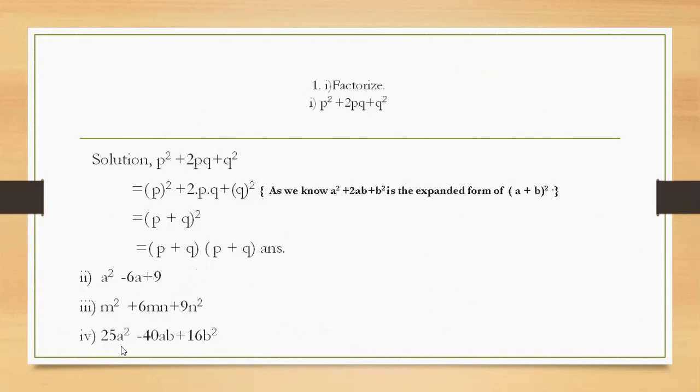What is a square? Look here. Now you have to tell me how you will make this a square. So 25a whole square, not that. 5a, we have to make in bracket 5a. And 16b square means what will be there? 4b whole square.